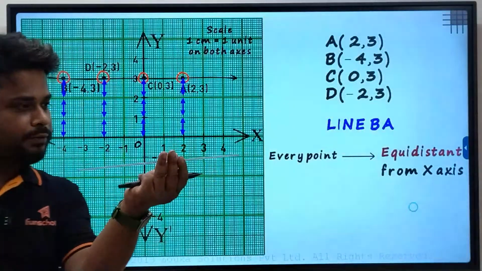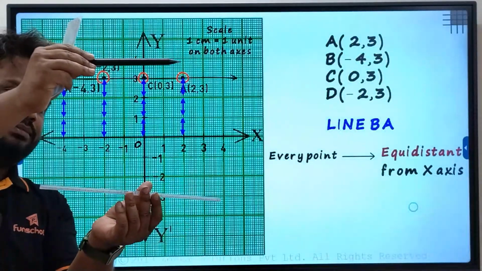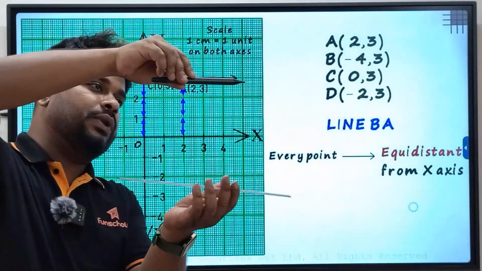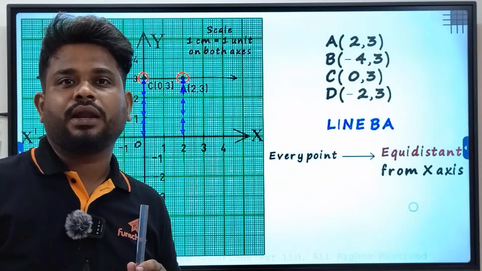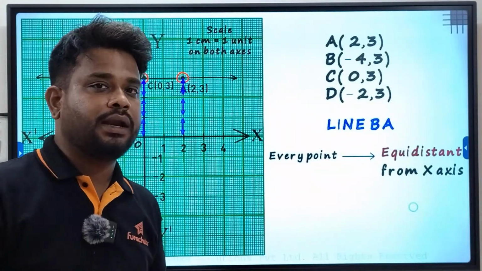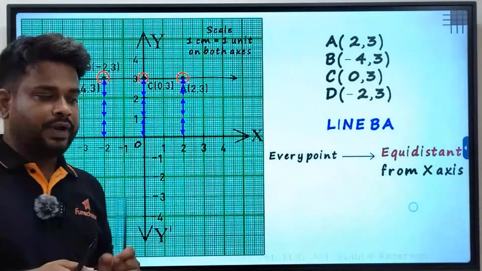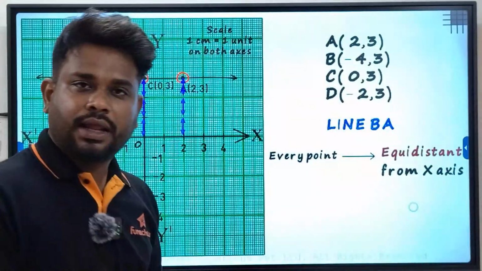Like this one, if this scale is representing a line and this pen is representing another line, so these two lines will be called the parallel lines. And talking about parallel lines, where do we see parallel lines in our real life? That is in rail lines. Rail lines are the natural example of parallel lines.